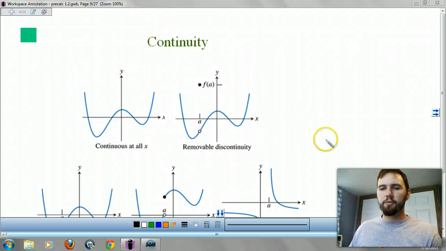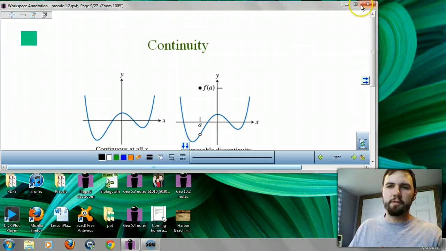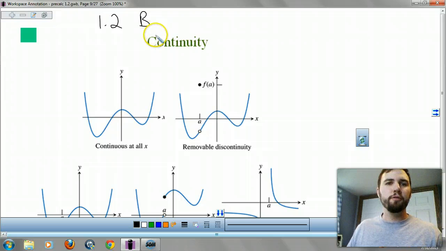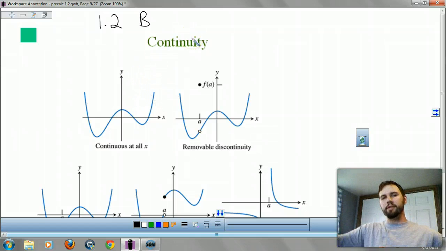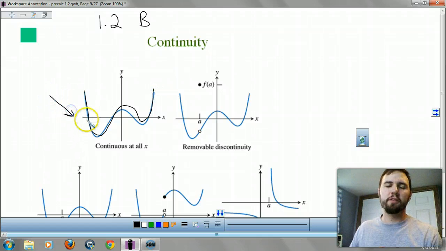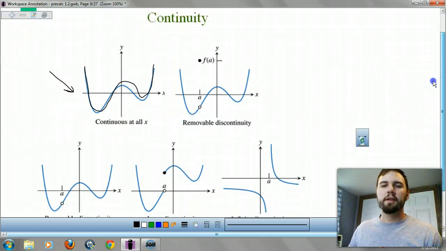Today we're going to finish up 1.2, so I'm going to call it 1.2b. Continuity. What that means is, is the function continuous? And by continuous we mean, can you draw it without ever taking your pencil off the paper? So this would be a good example of continuous.